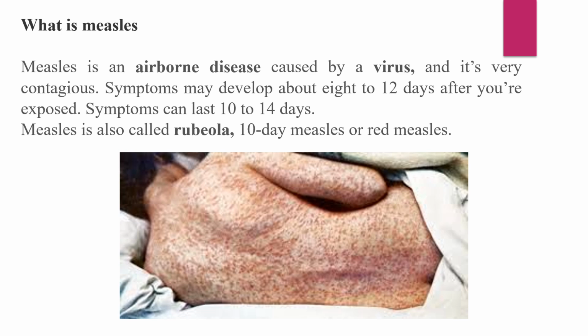In the picture you can see measles was very common once, but it is not so common now. Now what is measles? How can we define measles? It is a highly contagious viral infection caused by the measles virus. It primarily affects the respiratory system and spreads rapidly among unvaccinated individuals. It is an airborne disease and it is very, very contagious. Symptoms may slowly develop about 8 to 12 days after you have been exposed. Symptoms can last 10 to 14 days. Measles is also called rubeola, which is 10-day measles or red measles.